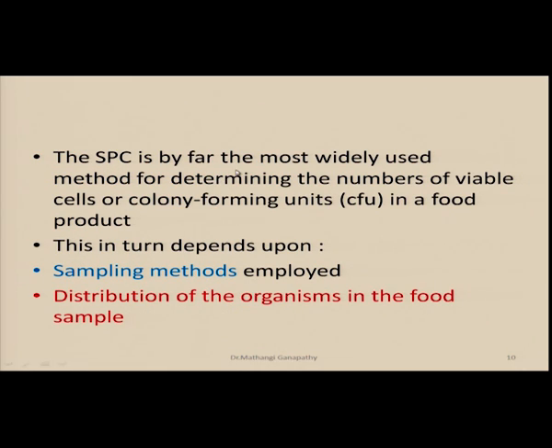SPC is the most widely used method for determining the numbers of the viable count, or in other words what we call the colony forming unit, CFU, in a food product. So, what we take into account is that each single organism which we detect will form a single colony.